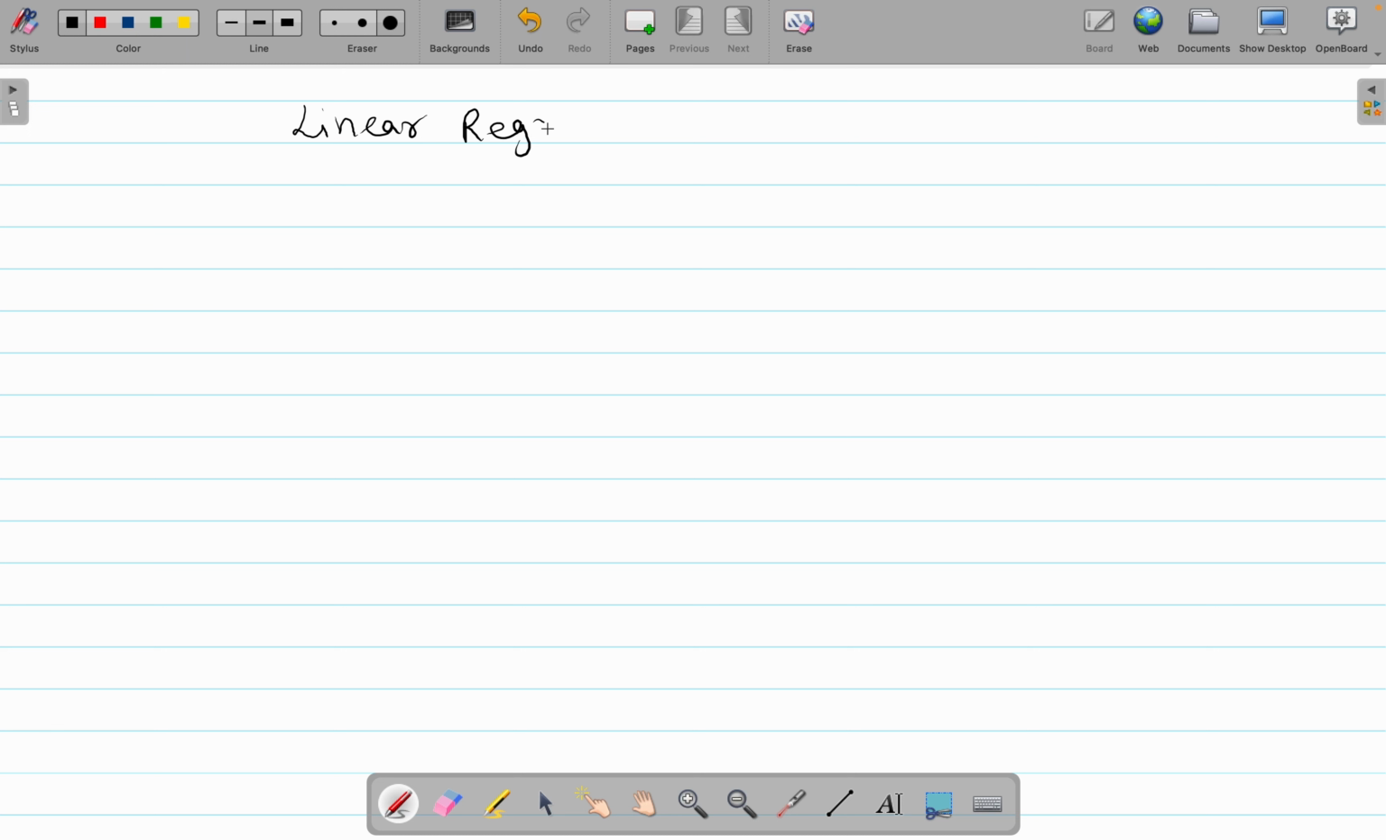We are done with the decision tree. The decision tree is over for us. Now we are at another algorithm called linear regression.